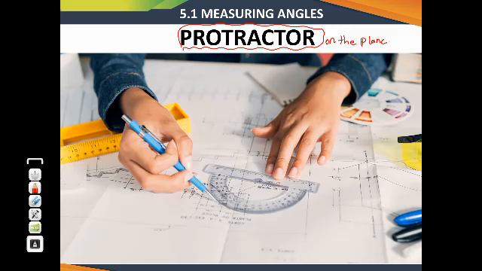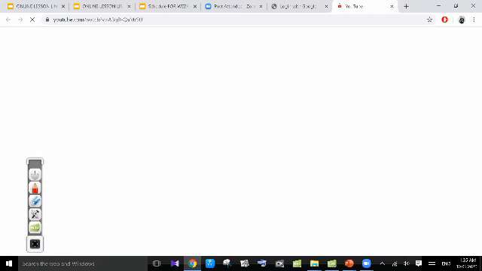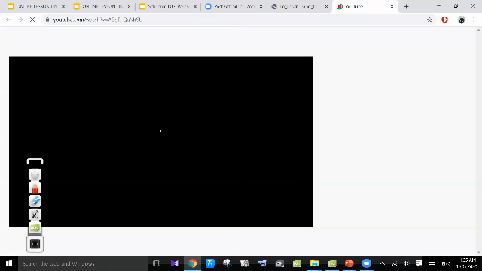Look at this shape. This is a protractor. Maybe most of you have one at home. It is used for measuring angles. So how can we use a protractor? Now I'm going to show you a short video of how to use a protractor to measure angles, so look at the video and you will learn.